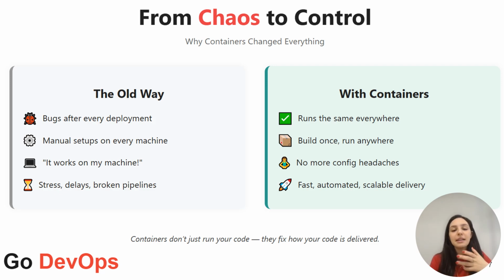And that's why startups use containers to ship in days and not months, why companies like Netflix use them to scale globally, and why NASA uses them in mission-critical systems. Because containers don't just fix code, they fix delivery, and they bring speed, confidence, and control to everything we build. So containers gave developers back their time, and of course gave teams their sanity.